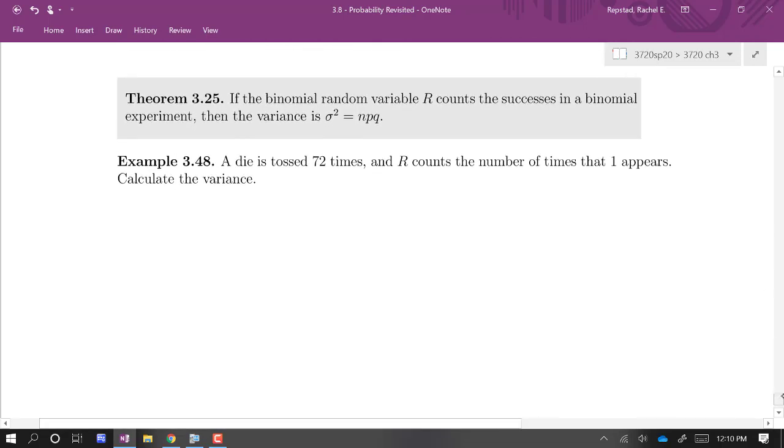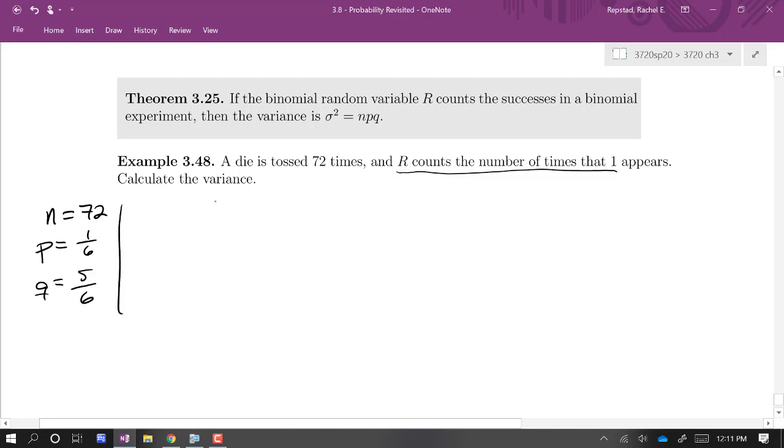All right, one more fact and then an example. If we have a binomial random variable that counts the number of successes, then the variance is really simple to compute. It's just n times p times q. So in example 348, suppose we toss a die 72 times. So again, dice don't have memory. These are independent events. The number of trials is 72. R counts the number of times that 1 appears. That means that the probability of getting a 1, that's our success. Getting a 1 is a success, so that means that p is equal to 1 out of 6. And q, well, that's equal to 5 out of 6.